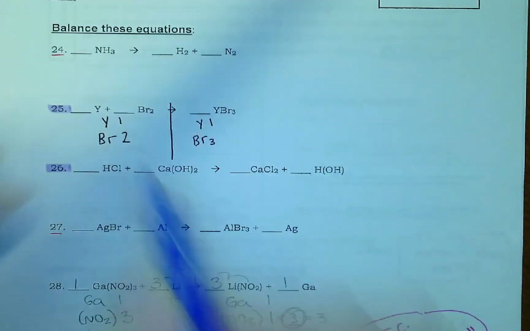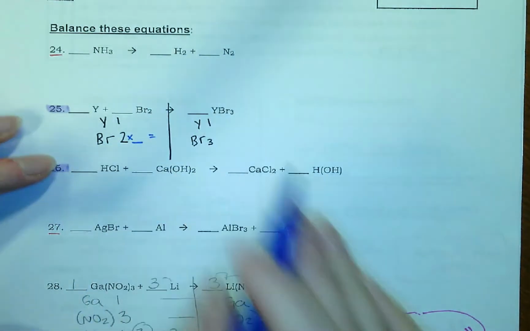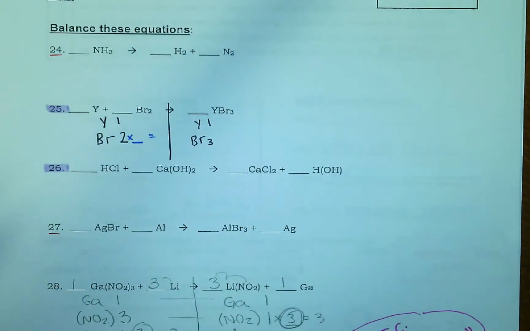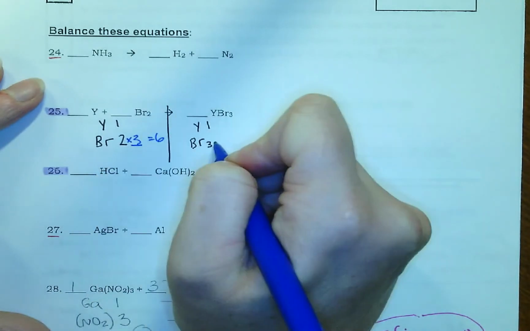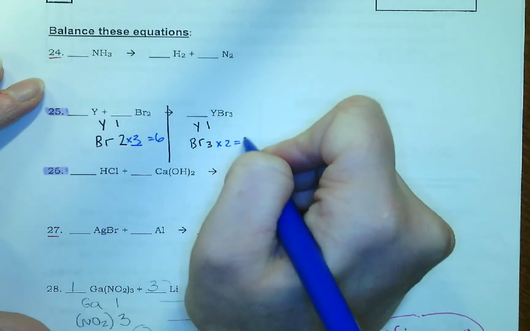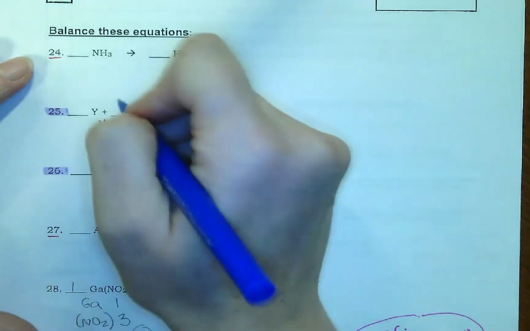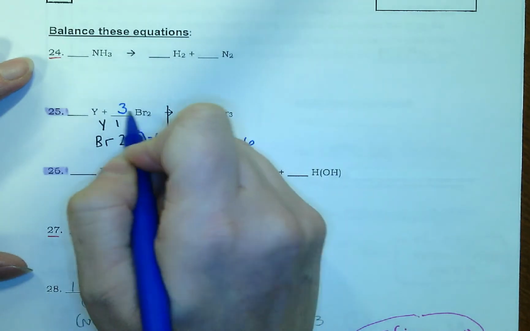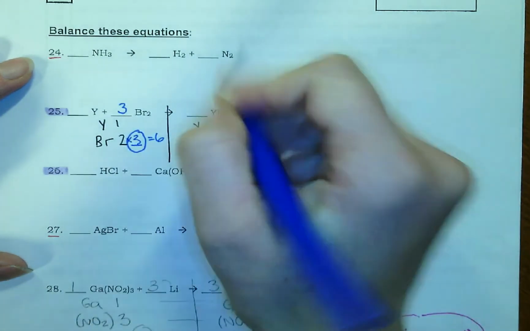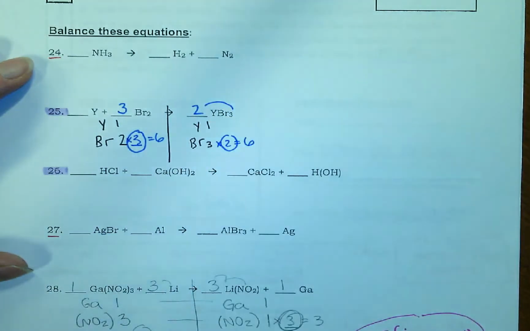So what can I multiply 2 by so that it equals 3? And the answer is 1.5 if you want to do that. But really what we need to do is change them both so that they equal 6. The only way to get a 2 to match a 3 is by multiplying them together. So I'm going to put a 3 here, because now I have 2 times 3, 6 bromine. And I'm going to put a 2 here, because now I have 3 times 2, 6 bromine.